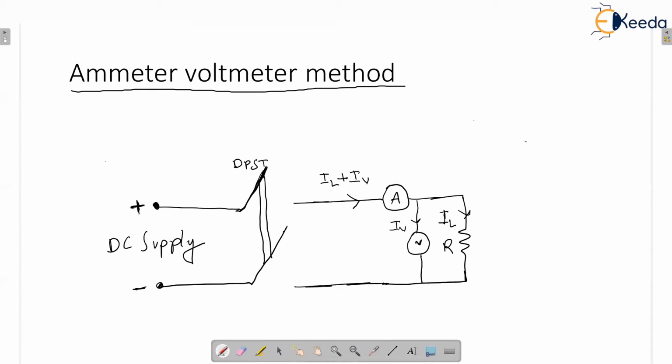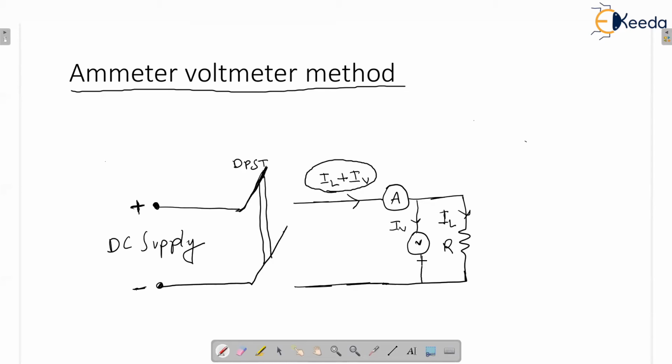So then next step, I gave here a DC supply and the same resistive load. Here the ammeter carries the current of the voltmeter, the current passing through the voltmeter, and the current passing through the load. That is what I kept here. Please observe this. Current passing through the ammeter is equal to current passing through the voltmeter plus current passing through the load.